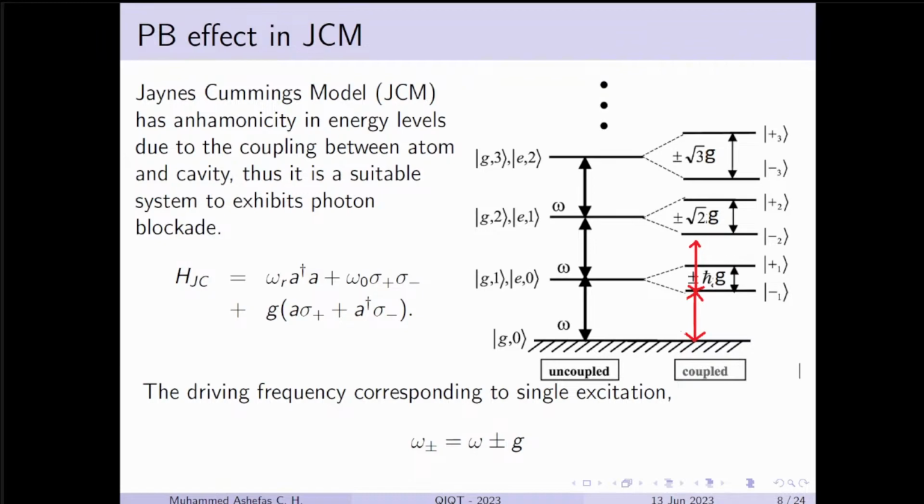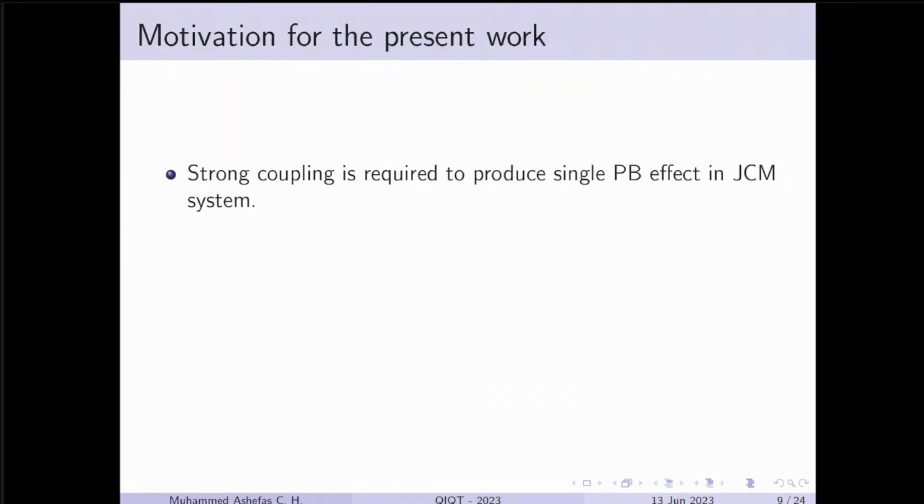Now, in the Jaynes-Cummings model, the issue is that we should have a reasonable G to get the single photon blockade effect. That means we require strong coupling. So the strong coupling regime is important in order to get a good photon blockade effect in the usual JCM. So there is one issue.